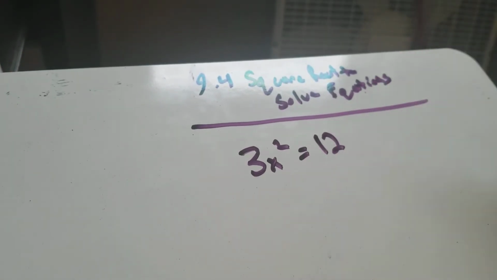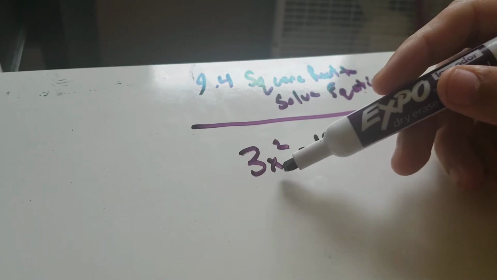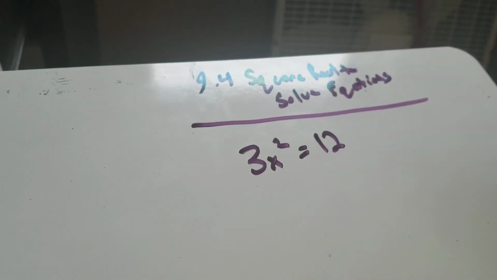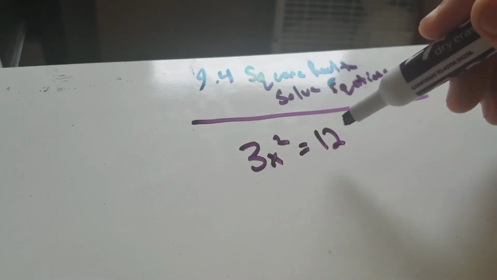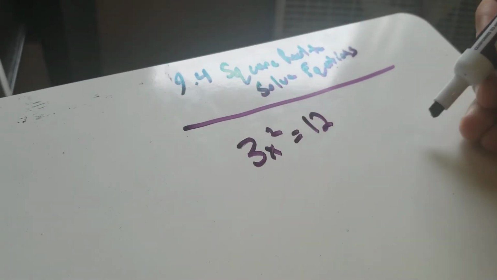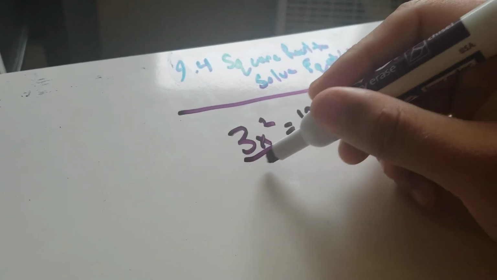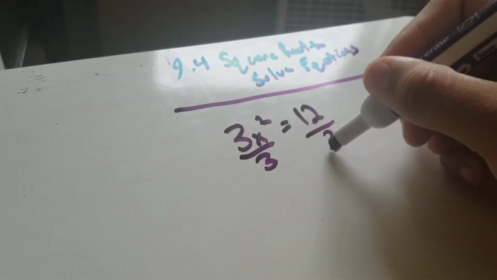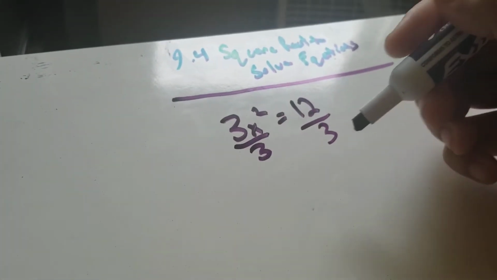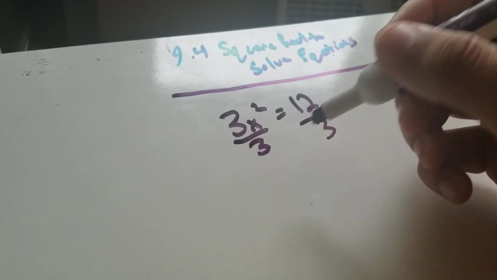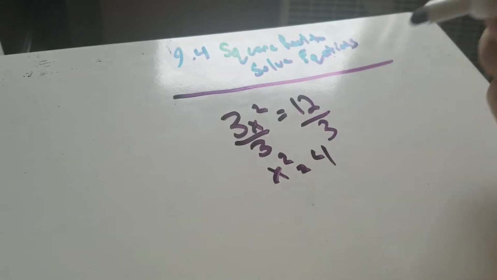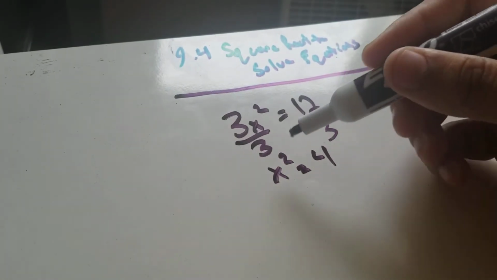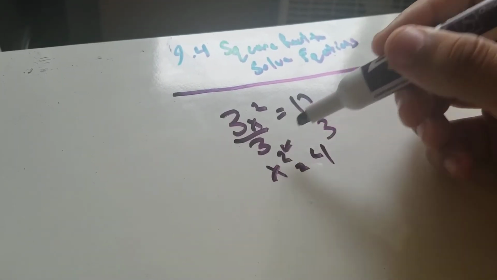What does it mean to find x? You're finding the value of x that makes this true. Now, let's look at this carefully. We have 3 on this side and a 12 on this side. So usually what we do is we divide 3 on both sides. And then what we get is x squared equals 4.